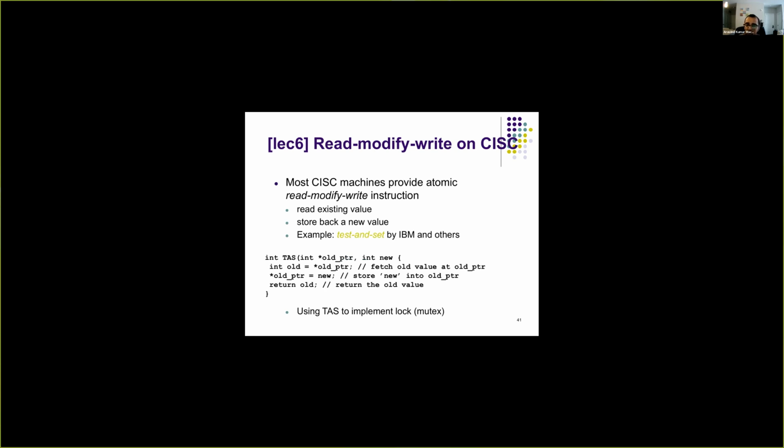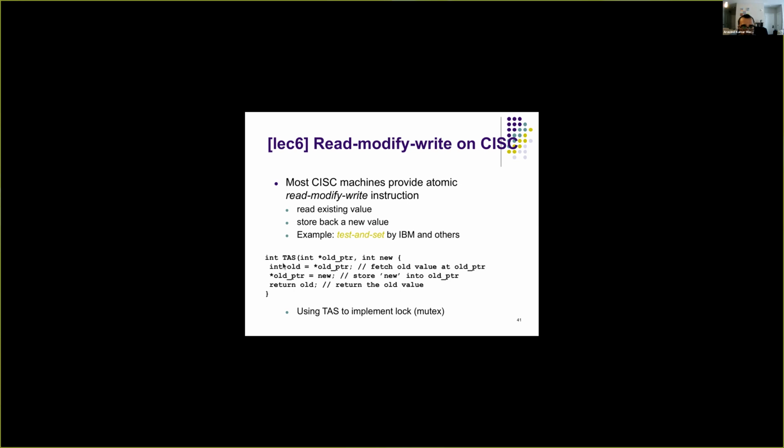So I hope you all remember the test and set instruction that we studied in lecture 6. Basically, this provides us an atomic way to test the given pointer, and then we can store a new value into the old pointer. The test and set instruction takes 2 parameters. The first one is a pointer, and the second one is the value.